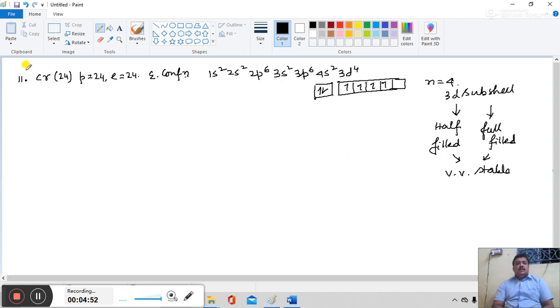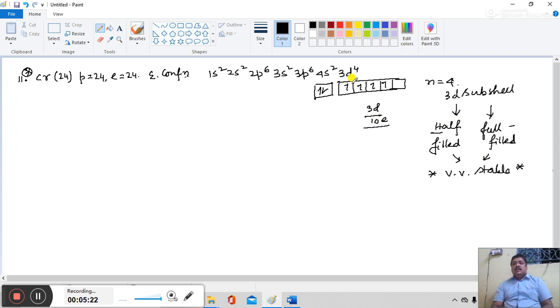Now the most important example in this session is chromium. Here the chromium atomic number is 24, and its expected electronic configuration is 1s2 2s2 2p6, 3s2 3p6, 4s2 3d4. Now we know the 3d subshell contains a maximum of 10 electrons, and it is seen that when the 3d subshell becomes half filled or fully filled, we get extra stability.